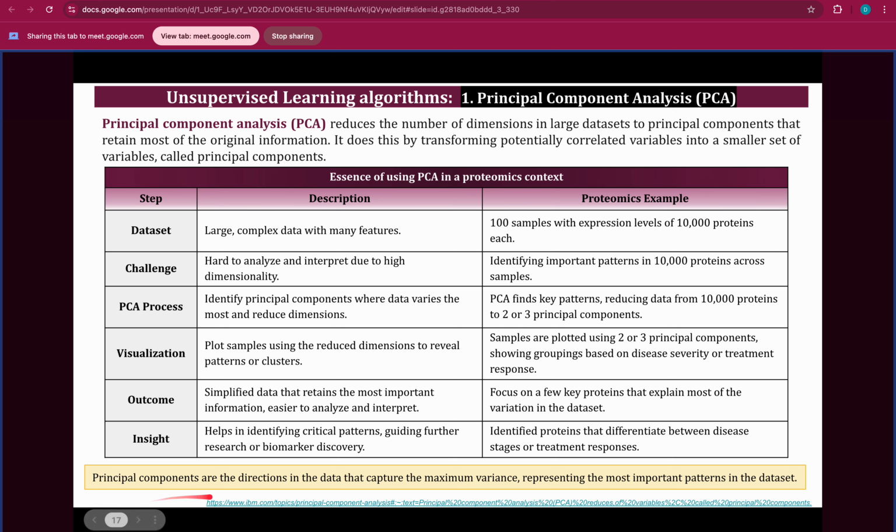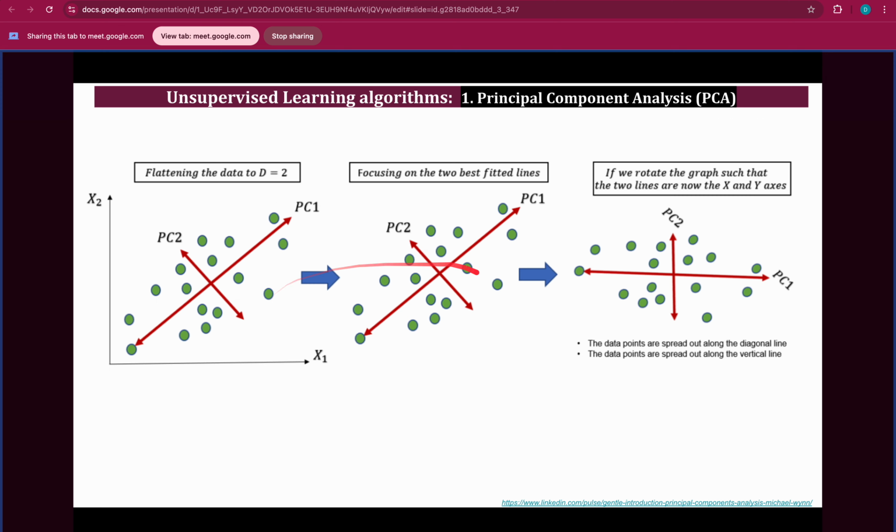And when we say principal component, what does principal component mean? These are the directions in the data that capture the maximum variance, representing the most important patterns in the data set. So principal components are known as directions, not just axes but directions, in which most variance is observed. In this case, I have given an example.